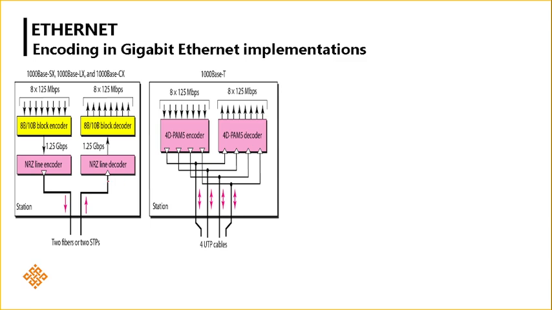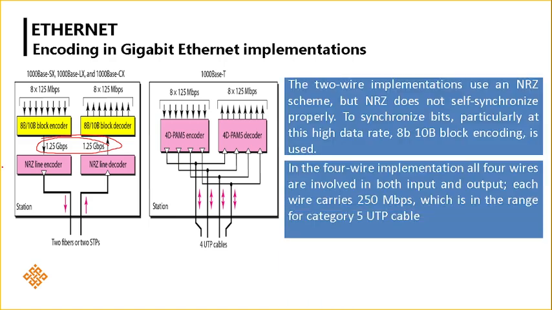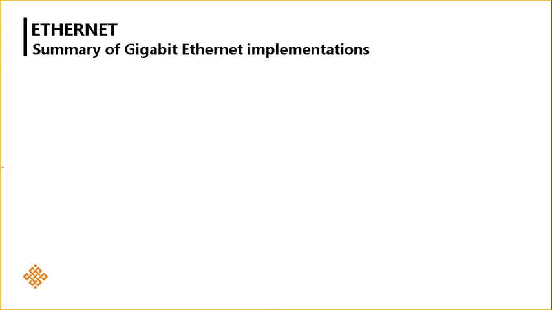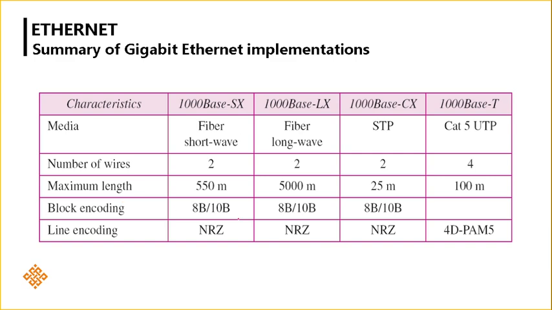And all these will use the NRZ line coding technique. At the sender side, it will encode using the NRZ line encoder, and at the receiver side, it will decode using the NRZ decoder. It means digital data is converted into a digital signal at the sender side, and again at the receiver side, the digital signal is converted back into digital data. So all are transmitting at a speed of 1.25 gigabits per second. These are all some characteristics, as I told you, 1000BaseSX, LX, CX, and 1000BaseT.